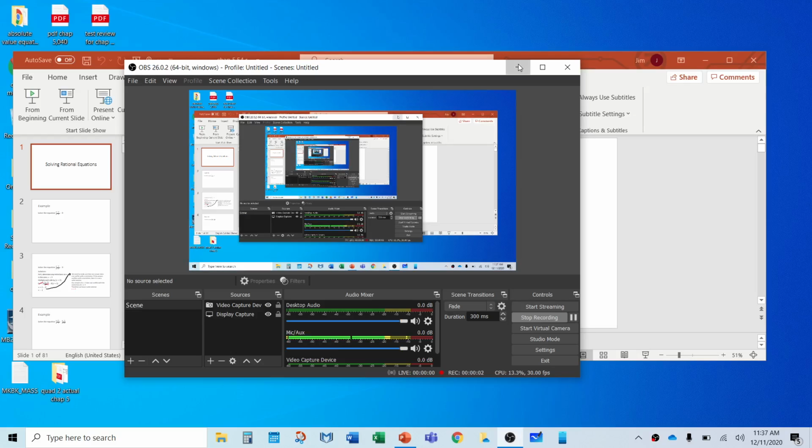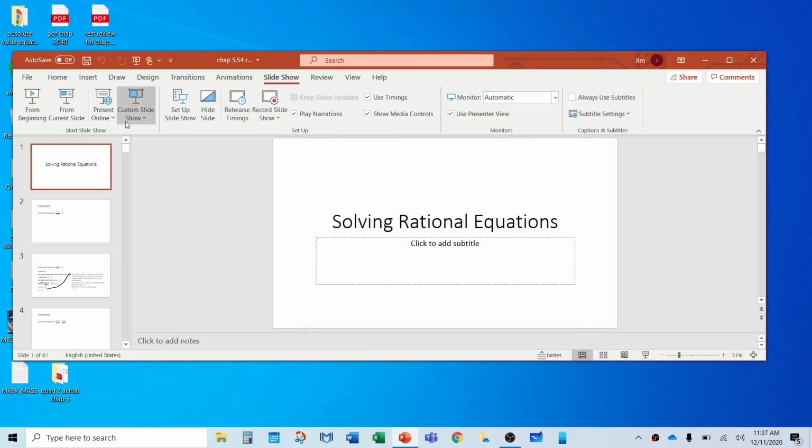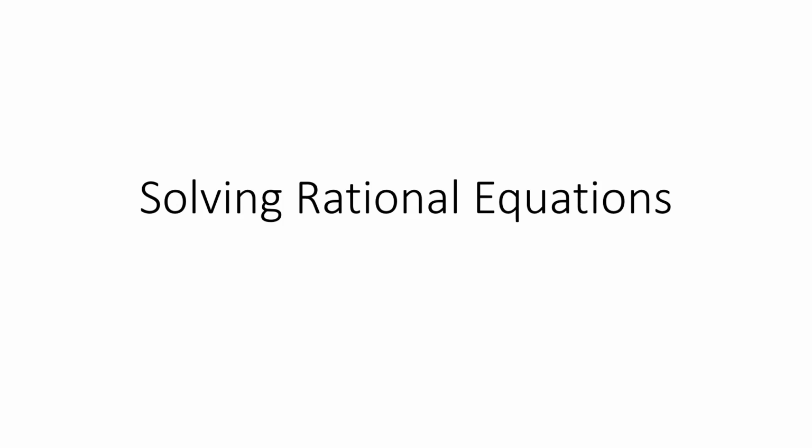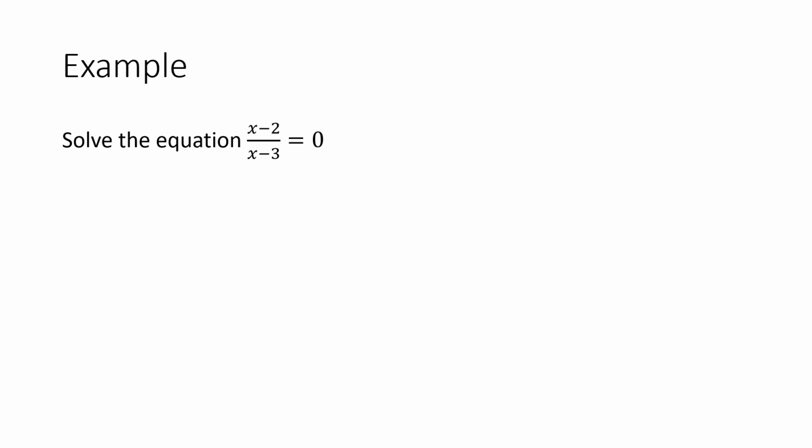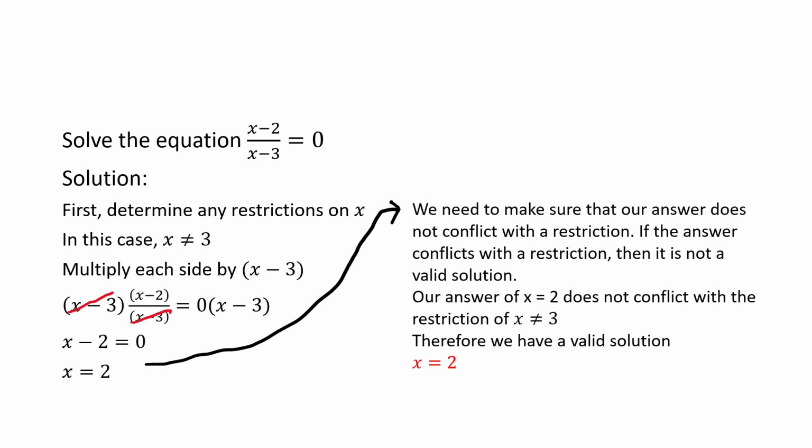All right, let's do a lesson on solving rational equations. Suppose we want to solve the equation (x minus 2) over (x minus 3) equals 0. Well, what we want to do right away is determine any restrictions on x. In this case, since the denominator can't equal 0, we see that x can't equal 3.